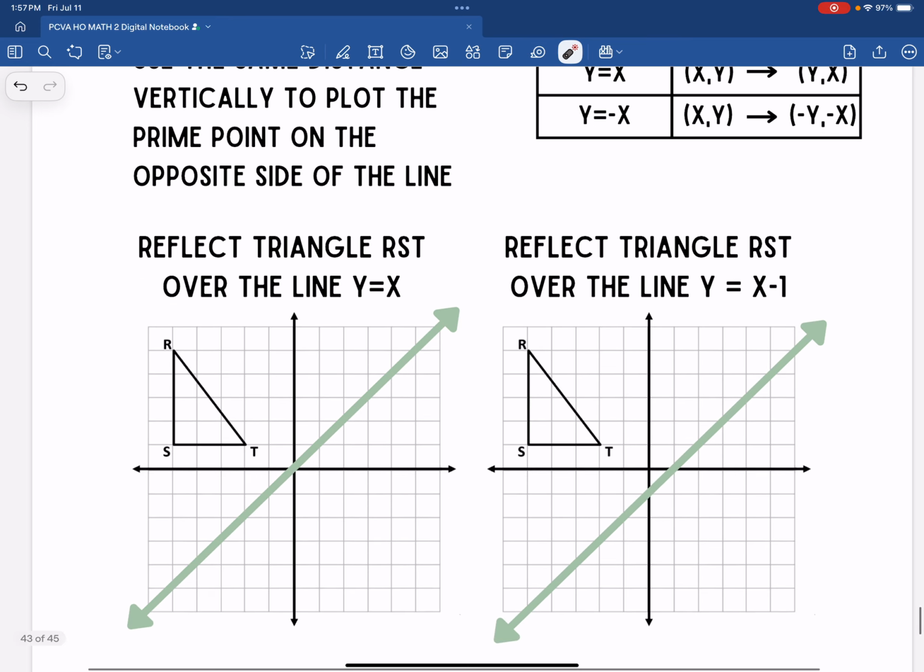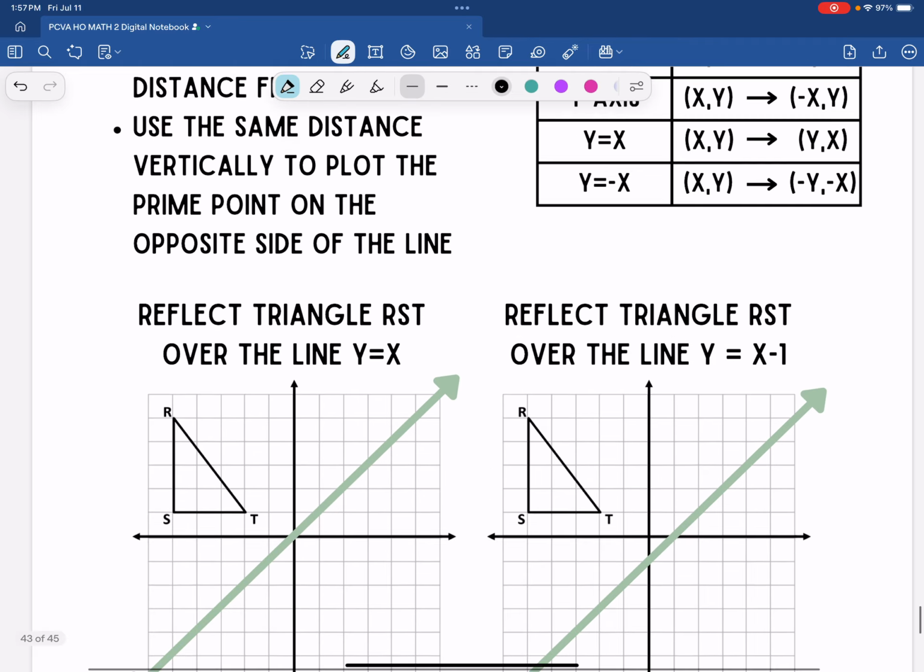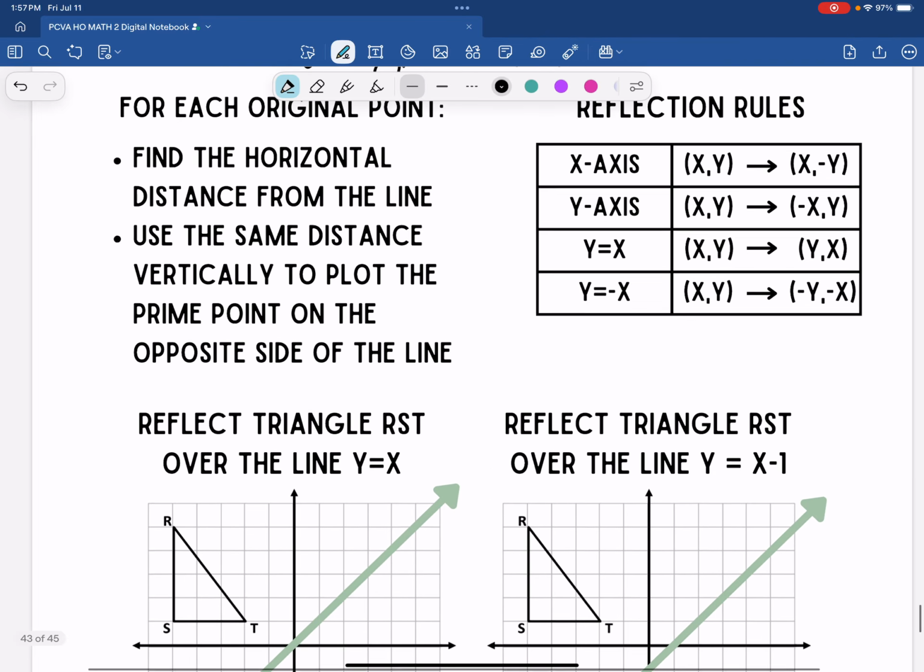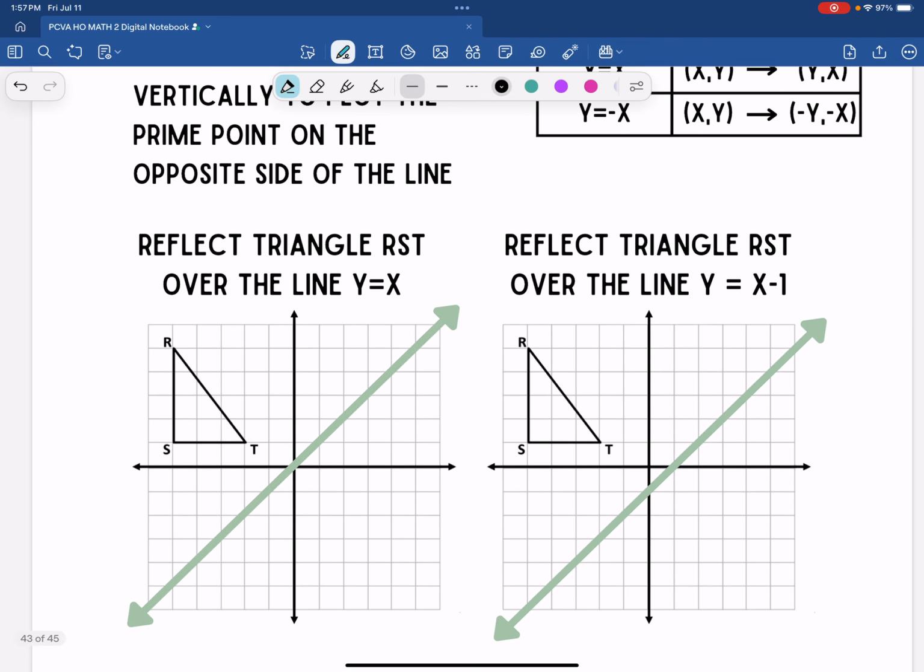So what does that mean? I'm going to look at y equals x for this one. So we have the same triangle here, RST. Now I have the diagonal line y equals x. What I would do is I can use the rule, I'll show you the rule in just a second, or I can think about the horizontal and vertical distance on the opposite side. Up here it says you have to start with horizontal, but you really can do horizontal or vertical as long as you do the opposite on the other side.